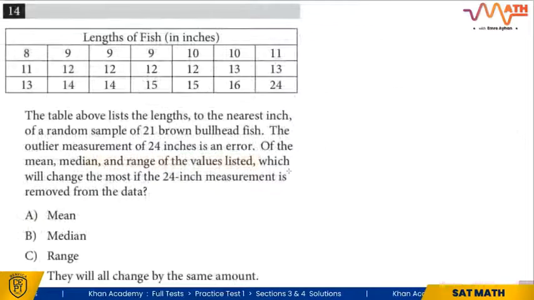Question 14. The table above lists the length, to the nearest inch, of a random sample of 21 fish. The outlier measurement of 24 inches, which of the mean, median, and range of the values will change the most? The 24-inch measurement is not common data.